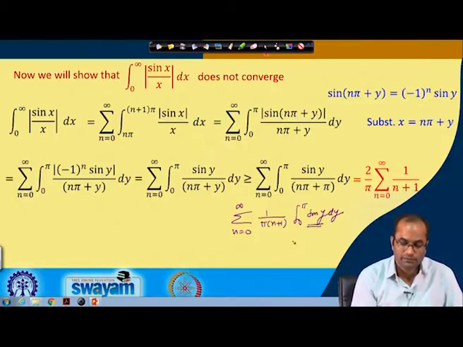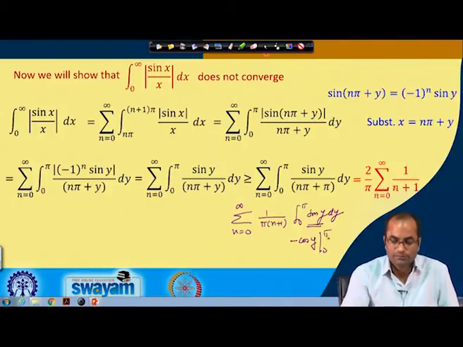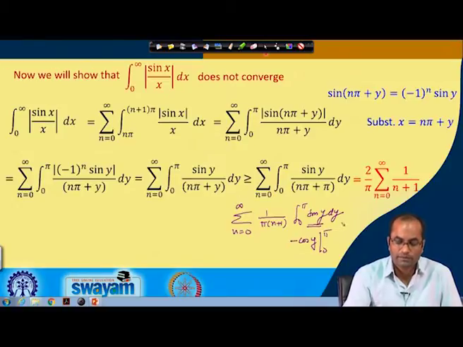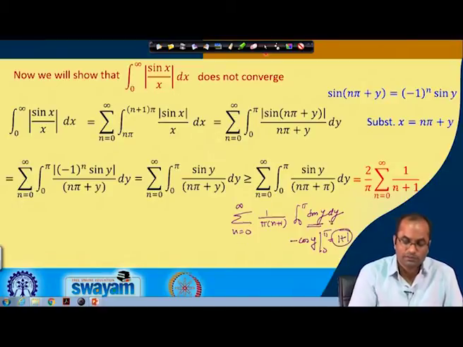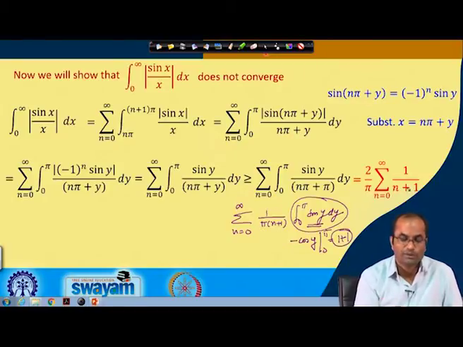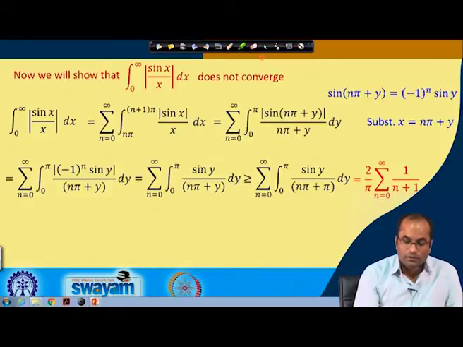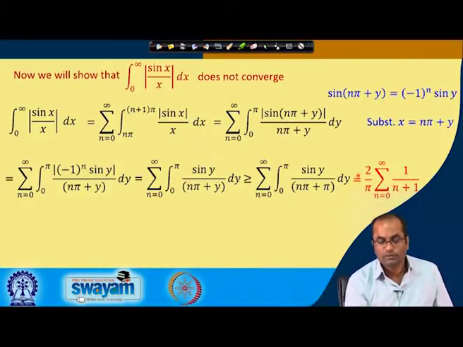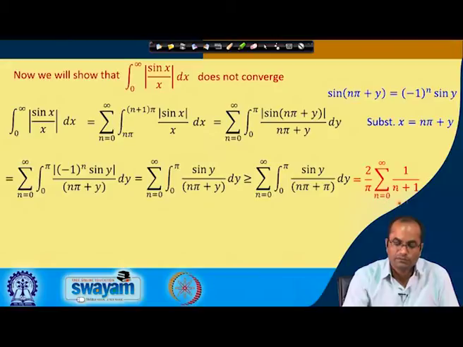So this will be -cos y from 0 to π. When we substitute π, we again have -1 there, so minus becomes plus, and minus becomes plus again, so 1. So we have the value 2 here. So we have 2 over π and the summation of 1 over n + 1. This is a well known series, which is a divergent series. So the sum is infinity here.